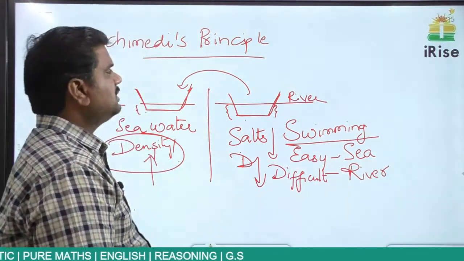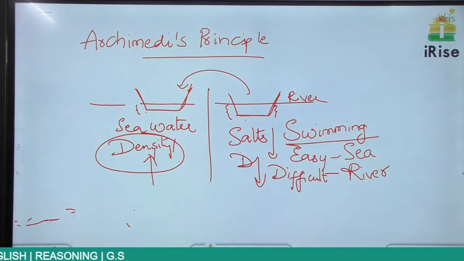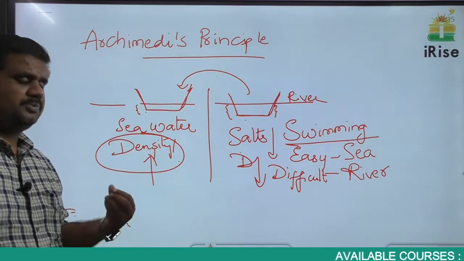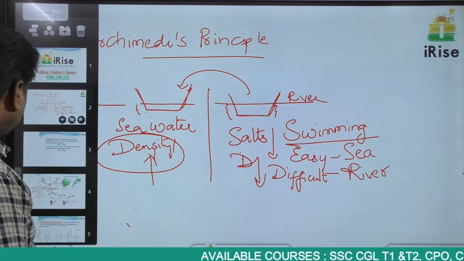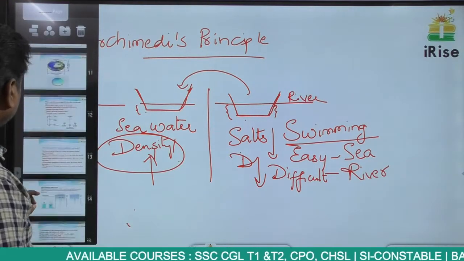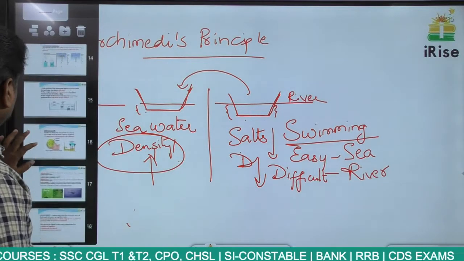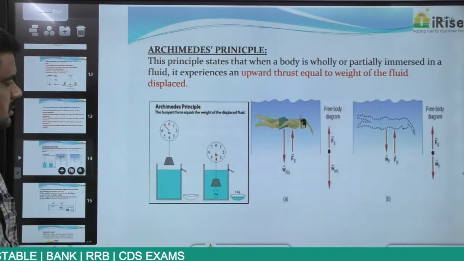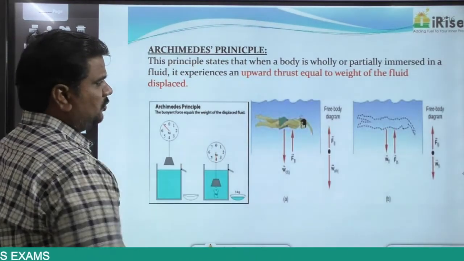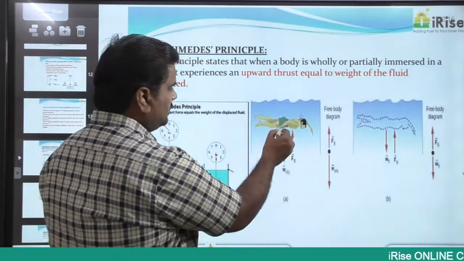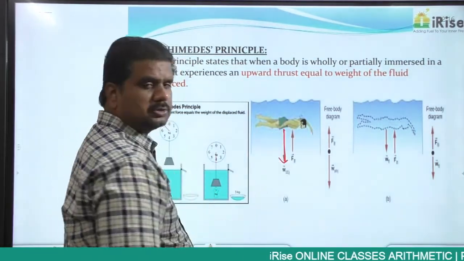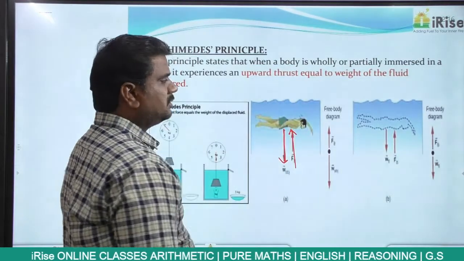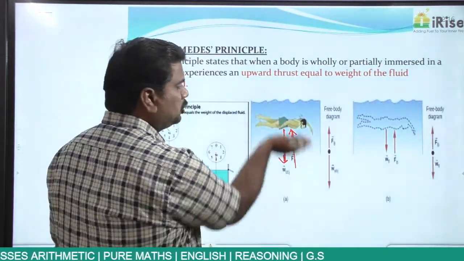Now this thing called Archimedes principle is used for finding out the purity of gold, and also for determining when an object will float and when an object will sink in water. Here a person is trying to swim. Whenever he is trying to swim, he exerts a certain amount of force in the downward direction. At the same time, there is a force acting in the upward direction, which you call thrust. As a result, the object will be pushed upwards.